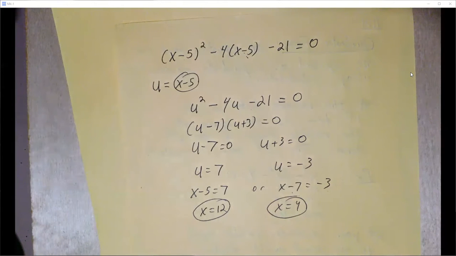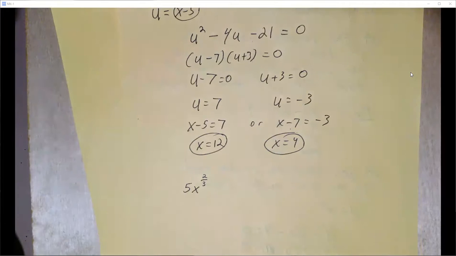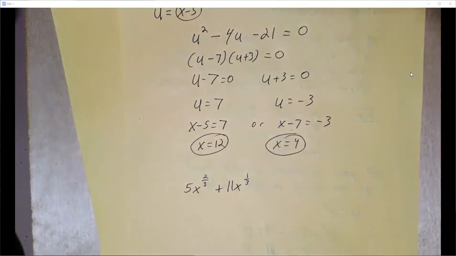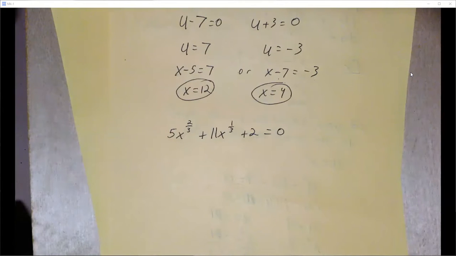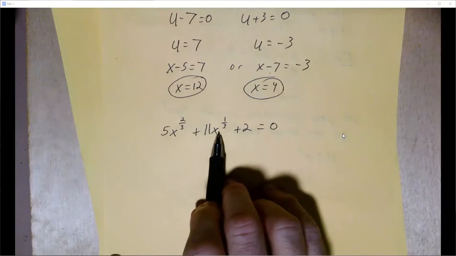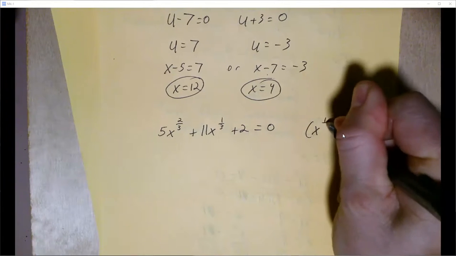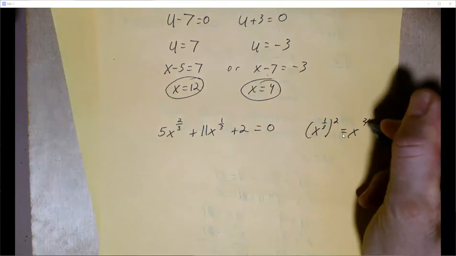Okay, let's look at another type of problem. Say I have 5x to the 2/3 plus 11x to the 1/3 plus 2 equals 0. Okay, so I look at my middle variable, x to the 1/3. If I square that, I do get x to the 2/3. Here's the idea. If you took x to the 1/3 and squared it, according to the power rule, that would be x to the 2/3.